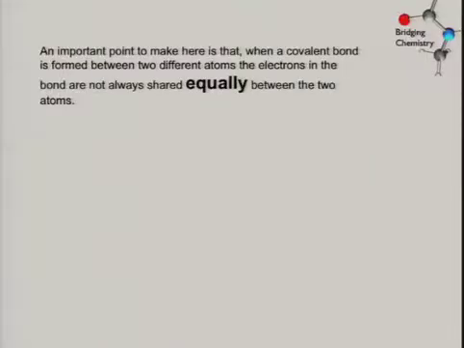And so an important point to make here is that when a covalent bond is formed between two different atoms, the electrons in the bond are not always shared equally between the two atoms, right? In H2 they are because the atoms are the same. But if the atoms are different, then you don't get equal sharing. And in an extreme case, you don't get any sharing at all because one of the atoms takes the electrons completely for itself. And you get an ionic bond. Yeah?